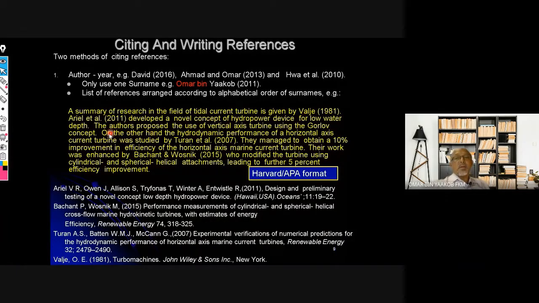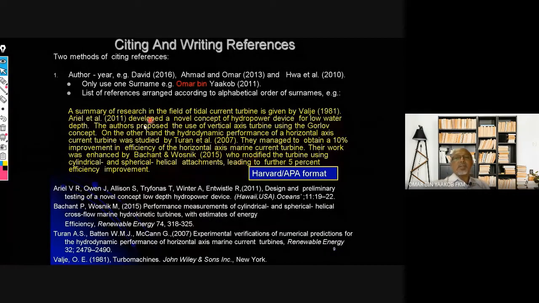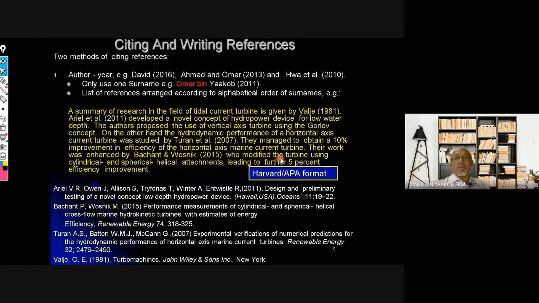And then, on the other hand, means there are other ways of doing it. By Turan. And then what Turan did is explained here. But their work was enhanced. That is a follow-up. So we need to see which one follows up to whom. Okay. And then, so there is a story being told like this, for connecting the literature. So all these are connected. You see how they are connected by having sentences like this. Yeah. So this is Harvard and APA format.